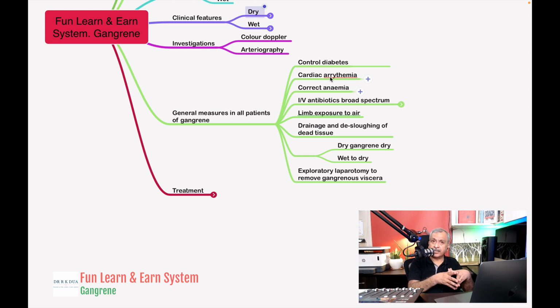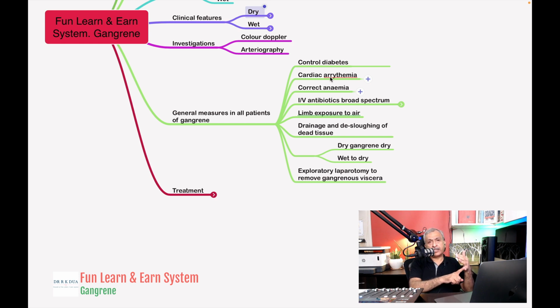IV antibiotics to cover gram positive, gram negative as well as anaerobes, specifically when the patient is having diabetes mellitus. Limb exposure to air, so that in case of wet gangrene, it should be converted into dry gangrene. We have to take every measure to convert the wet gangrene to dry gangrene. So wet to dry gangrene is the main aim.